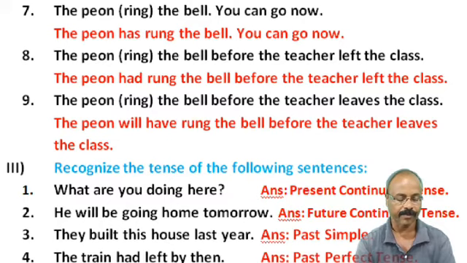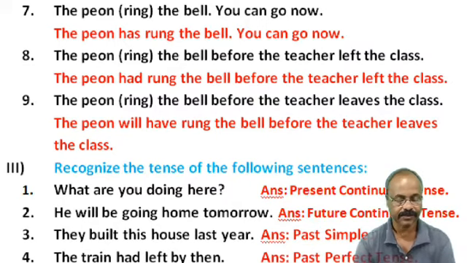Number eight, the peon ring the bell before the teacher left the class. Answer, the peon had rung the bell before the teacher left the class. Number nine, the peon ring the bell before the teacher leaves the class. Answer, the peon will have rung the bell before the teacher leaves the class.